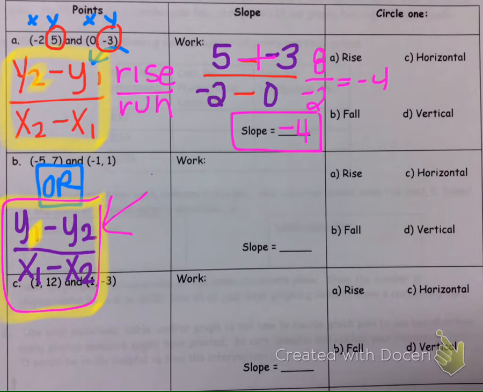And because the slope is negative, that tells us from the left side to the right side, it's going down like that. So that's what this negative tells us. So that means that the line is falling. So B.